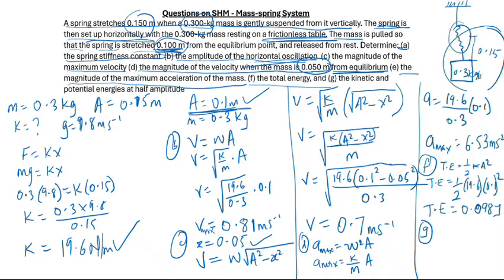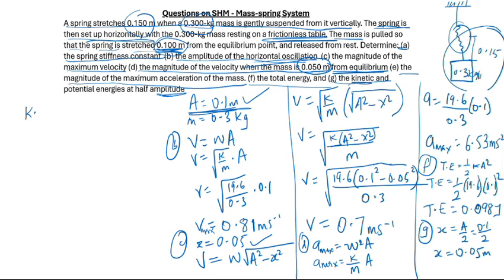The next one says, find the kinetic energy and potential energy at half amplitude. Now, we are not looking for the maximum kinetic or the maximum potential energy. We are looking for both of them at half amplitude, which means our x will be A over 2. So the distance we are considering is half of the amplitude, and the amplitude is 0.1, divided by 2, we have our x to be 0.05 meter.